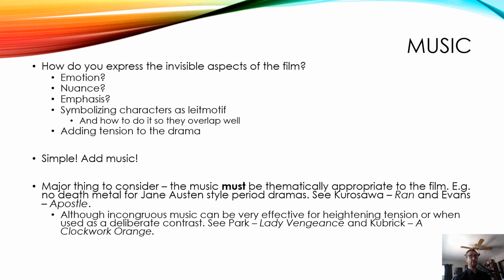The biggest is that the music must be thematically appropriate to the film. So if you're doing a Jane Austen style period drama, you probably don't want to use death metal. Some great examples of thematic use of music are in Kurosawa's film Ran and Evans' film Apostle. You can find these on Netflix.